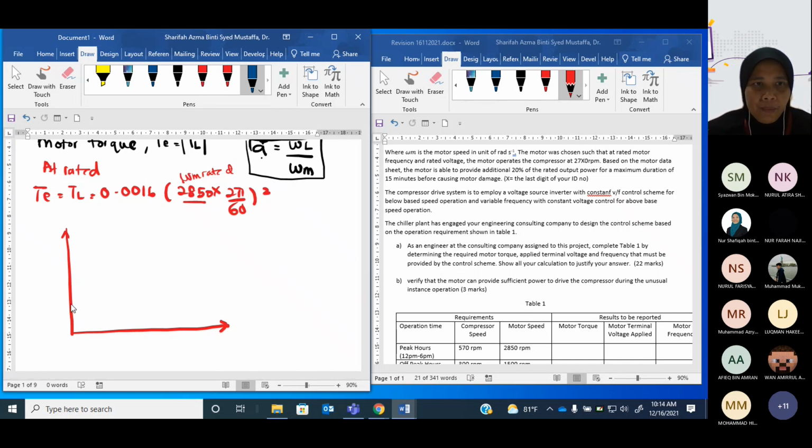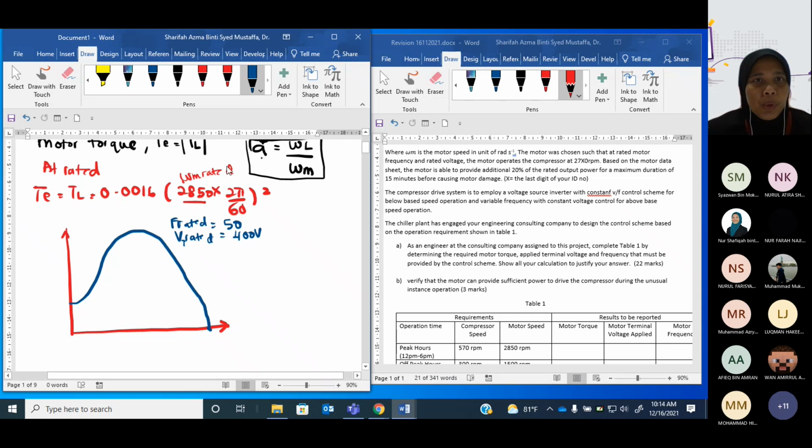Tak faham, better tanya. So this is the induction motor. Okay, now katalah at rated, so kita buat at F rated. Berapa F rated dia ni? Berapa V rated? F rated berapa? F rated 50 Hz. V? 400 bahagi setri. 400 dulu. V rated dulu, tak apa, VT dulu. Bukan V phase, VT rated. Okay, so at this rated, this is the induction motor.